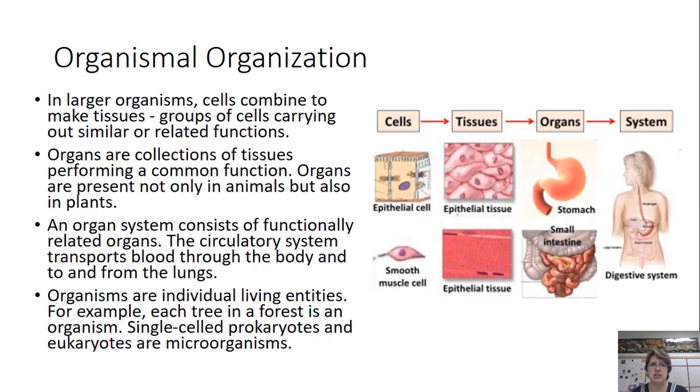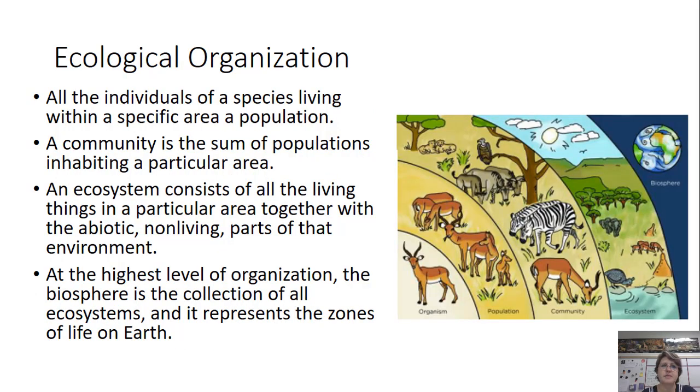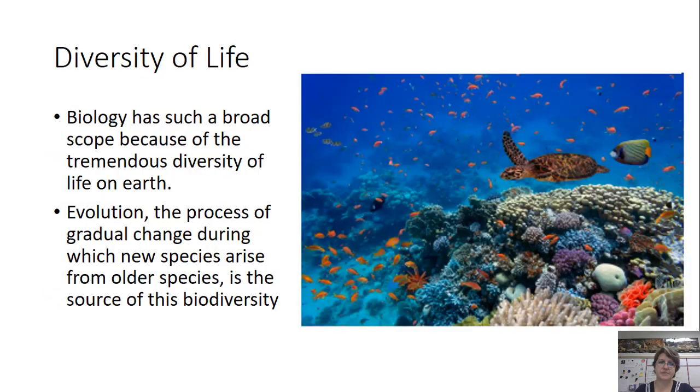Organisms have organization. In larger organisms, cells combine to make tissues, those tissues combine to make organs, and the organs can combine to make organ systems. We have talked about that before. And then, of course, our ecological organization, which we've also talked about. All the individuals of a species living in an area make a population. If you add more populations in the same area, you're talking about a community. Adding the abiotic, non-living parts of the environment now makes it an ecosystem. And then including all the ecosystems is the biosphere.